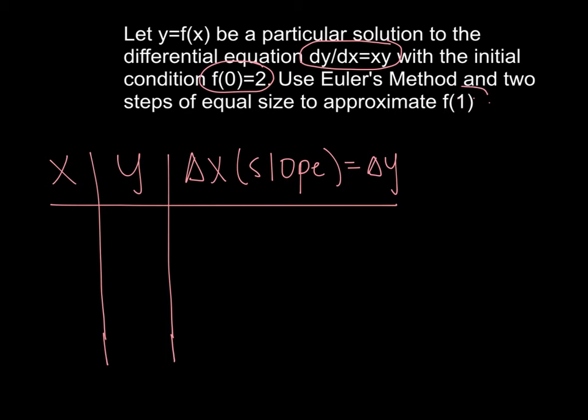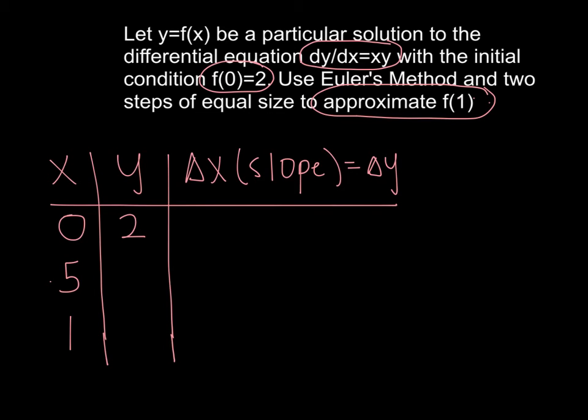So we know that we're trying to reach f of 1, but it says that we have to use 2 steps of equal size. Well, if we know we're starting at 0, we know we're ending at 1, the only way to get 2 steps of equal size is to have it be a change in x of 0.5, or half. So looking at this, with the initial condition of f of 0 equals 2, we can put the 2 in the y column and then start filling in the rest of the table.